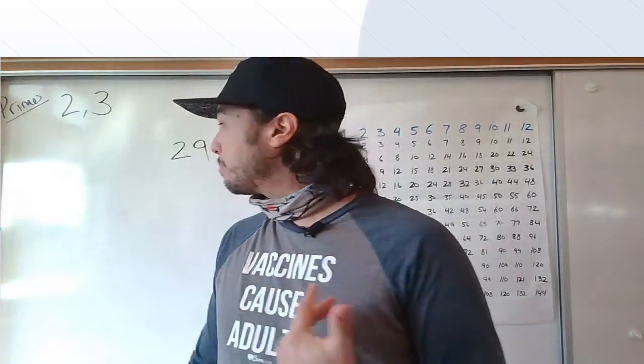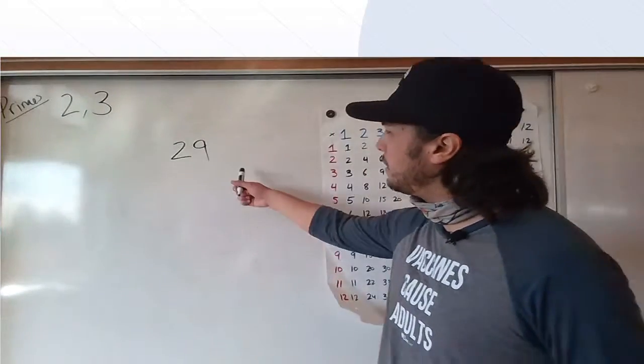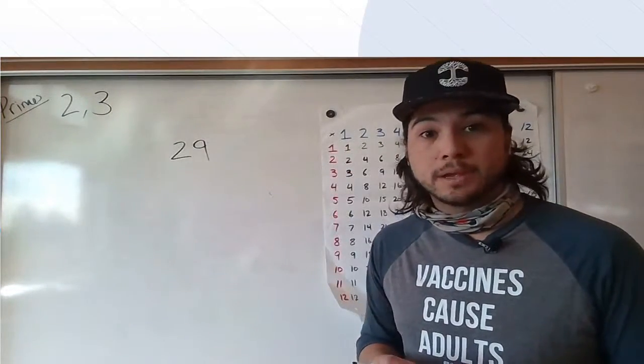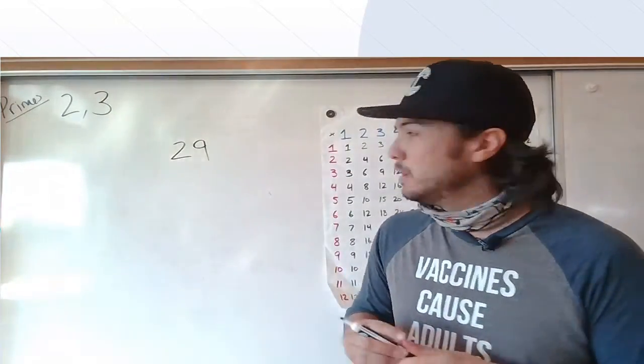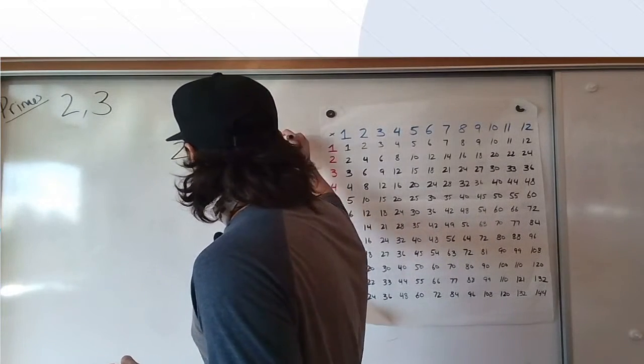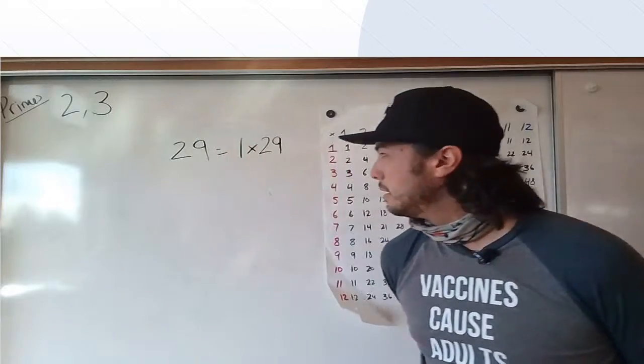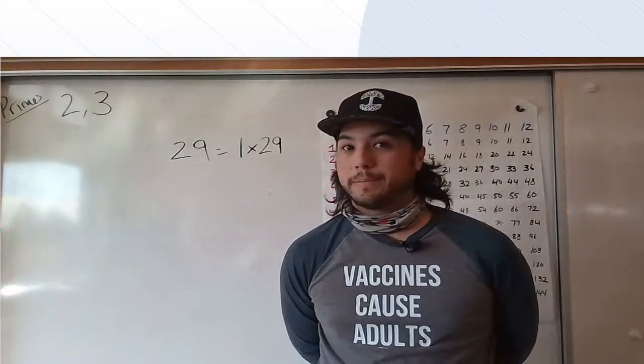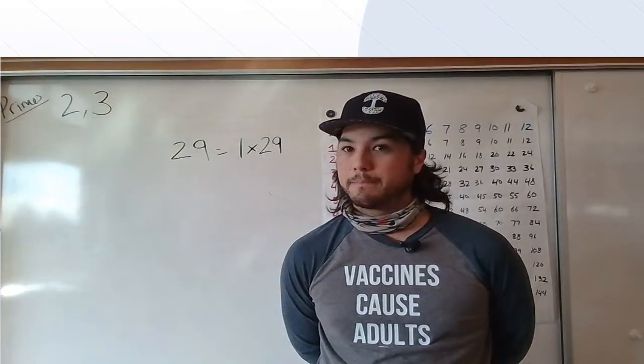29 is a prime number. The only multiplication expression that will simplify to 29 would be 1 times 29, or its equivalent of 29 times 1. That would be an example of a prime number.